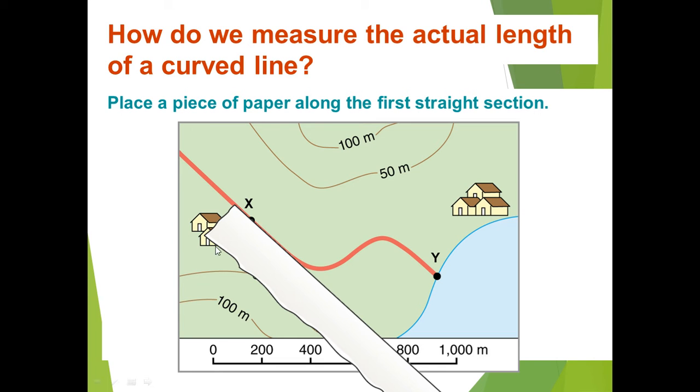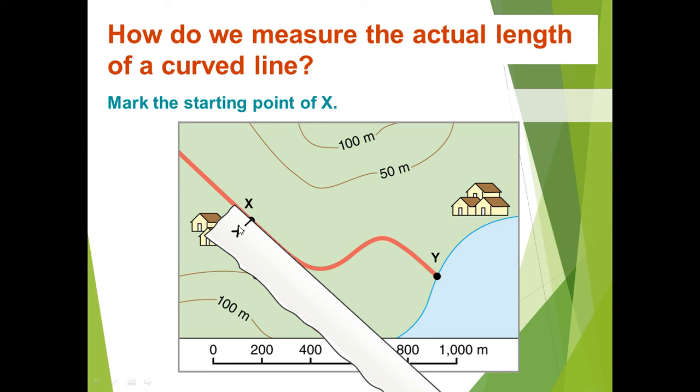Just find a piece of paper strip. You can take a useless A4 paper and tear the bottom part of the A4 paper off, and then you get a standard size paper strip, just like this one. Find one, and place it on point X. Point X is the starting point, so you mark down the starting point just like this.